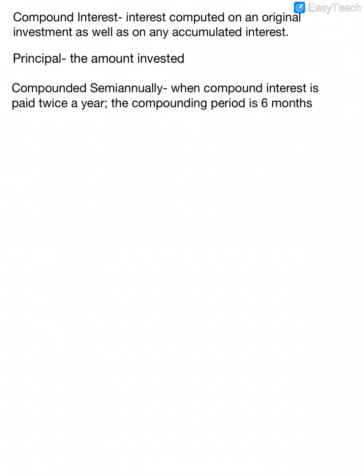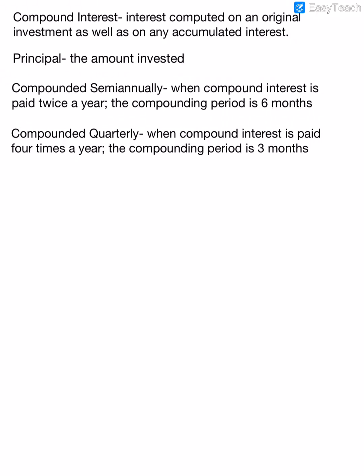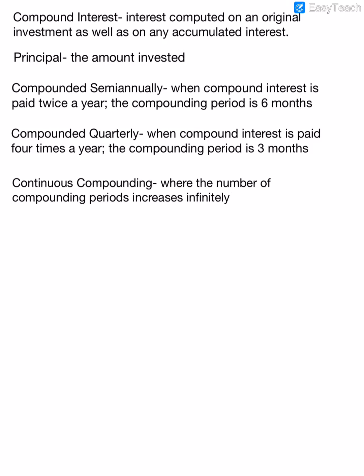Our interest can be compounded at different increments. It can be compounded semi-annually, which would mean twice a year. The compounding period is every 6 months. It could be compounded quarterly. This is 4 times a year, and the compounding period would be every 3 months. Or it could be compounded continuously, where the number of compounding periods increases infinitely.